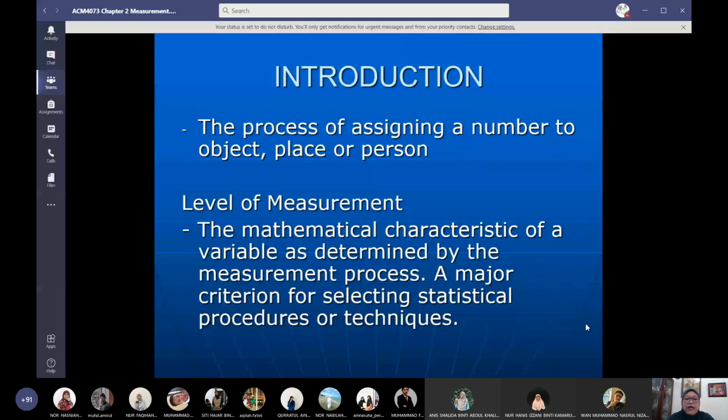So the level of measurement, yeah. In measurement there are 4 levels. These levels are different, depends on your needs. So what do we mean by level of measurement? It is the mathematical characteristic of a variable as determined by the measurement process, a major criterion for selecting statistical procedures or techniques.